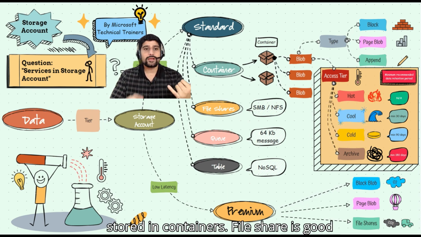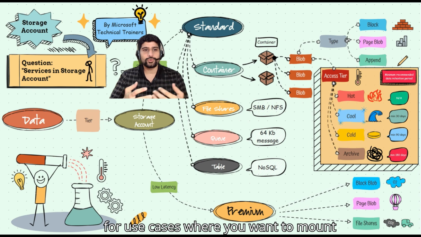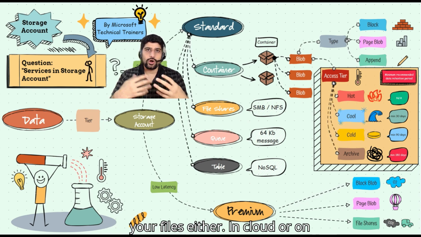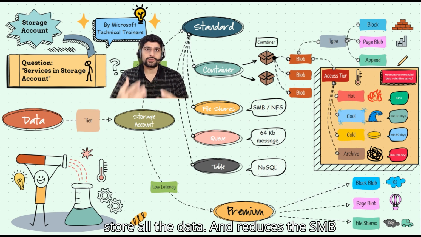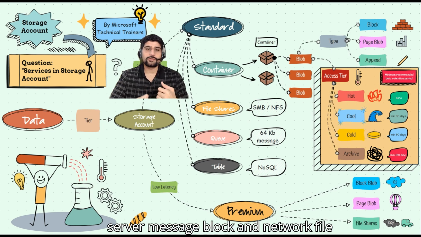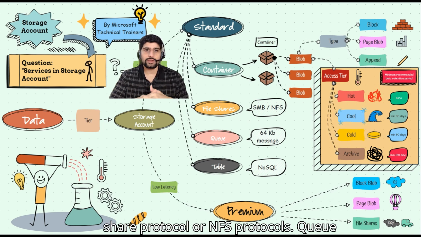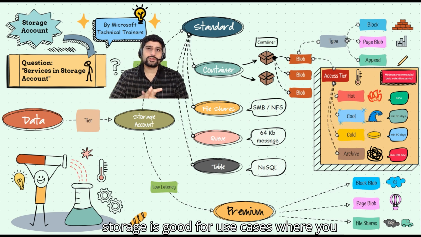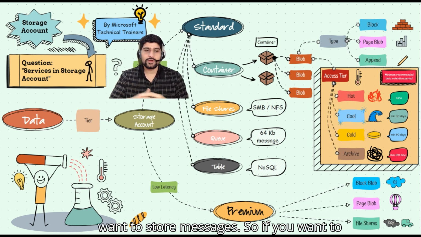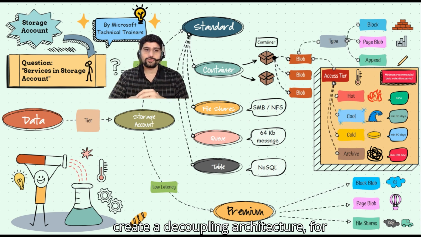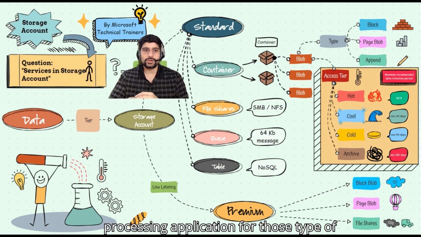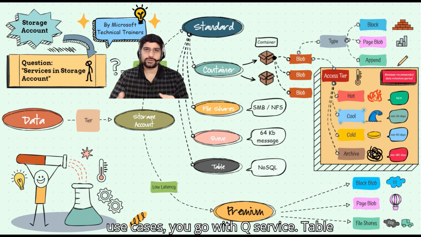in containers. File share is good for use cases where you want to mount your files either in cloud or on premises. It basically allows you to store all the data, and it uses the SMB, server message block, and network file share protocol or NFS protocol. Queue storage is good for use cases where you want to store messages. So if you want to create a decoupling architecture, for example, an order processing application, for those types of use cases, you go with queue service.